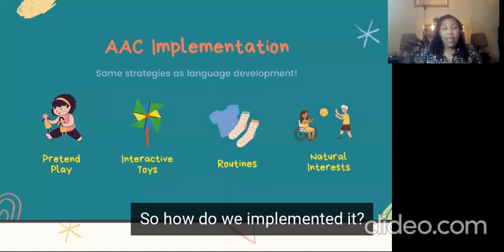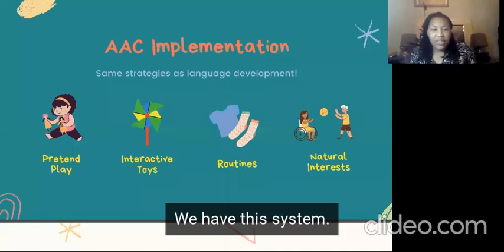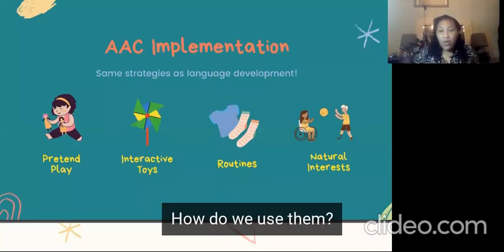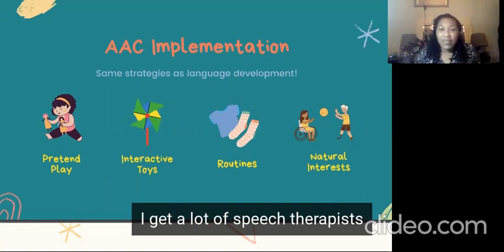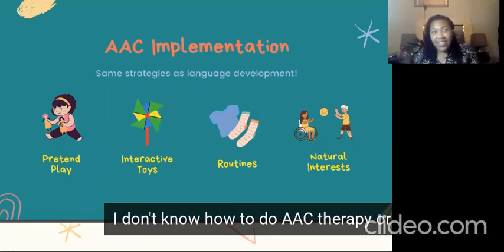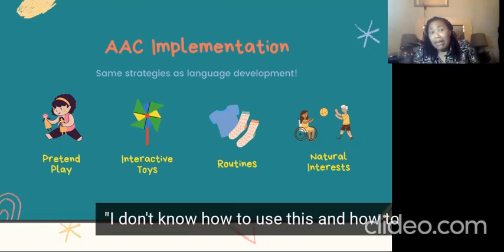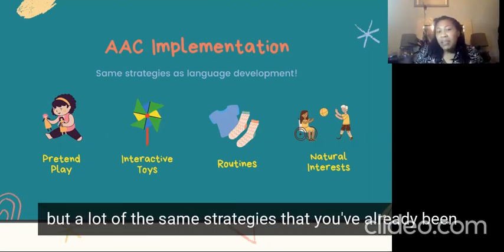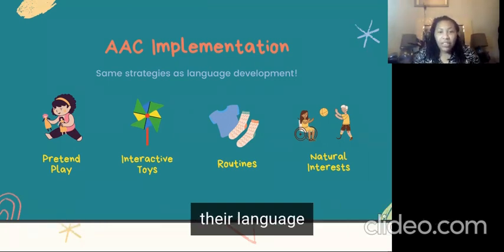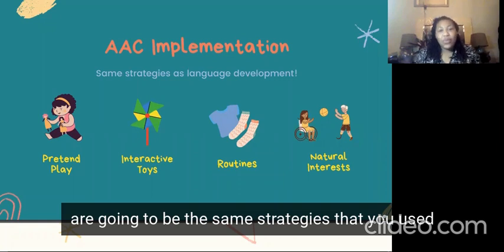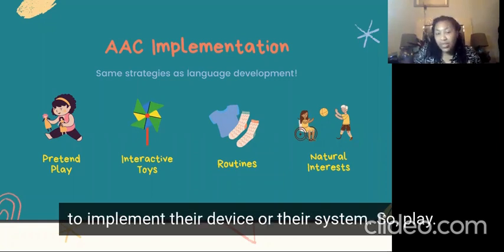So how do we implement it? We have this device, we have this system, we have these pictures. How do we use them? I get a lot of speech therapists saying, I don't know how to do AAC therapy, or parents saying, I don't know how to use this and how to work with my child and help them. But a lot of those same strategies that you've already been doing to help develop their language are going to be the same strategies that you use to implement their device or their system.